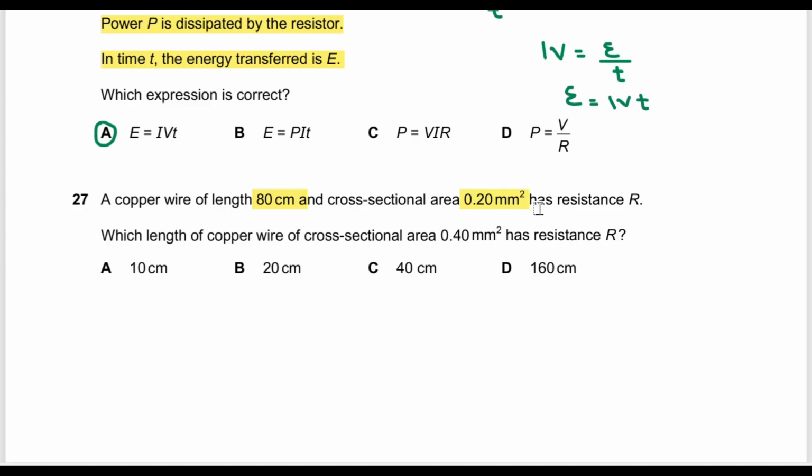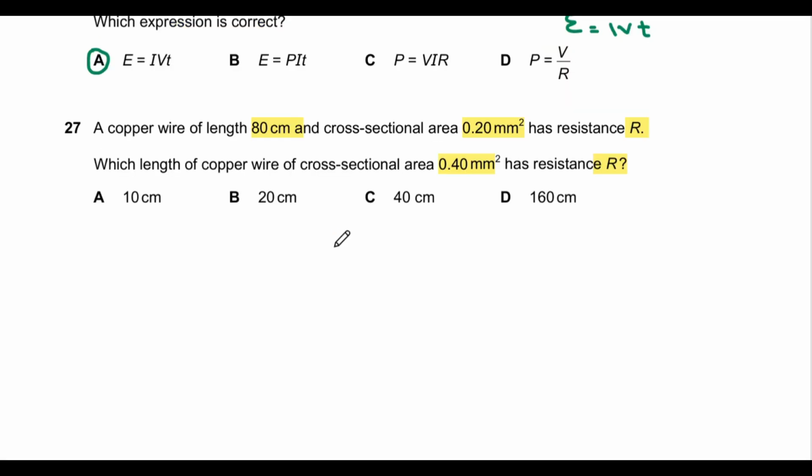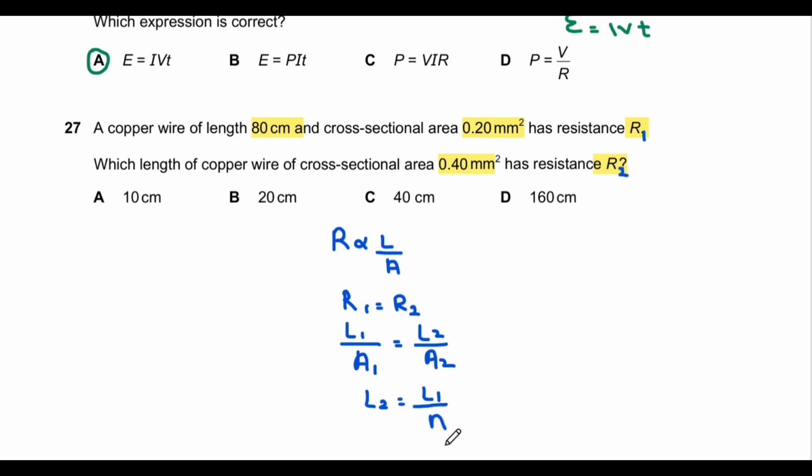Question 27 says a copper wire of length 80 cm and cross-sectional area 0.2 has resistance R. Which length of copper wire of cross-sectional area 0.4 has the resistance R? Resistance is directly proportional to the length of the wire and inversely proportional to the cross-sectional area of the wire. According to the question, in both cases the resistance is the same. Let me call them R1 and R2, so R1 equals R2. Now I will put the equation of resistance, which is L over A. So L1 over A1 equals L2 over A2. We want to find L2, so I'll rearrange the equation. L2 equals L1 over A1 times A2. Plugging in the values, L1 is 80 over A1, which is 0.2, times A2, which is 0.4. When you do the calculations, the second length would be 160 centimeters.